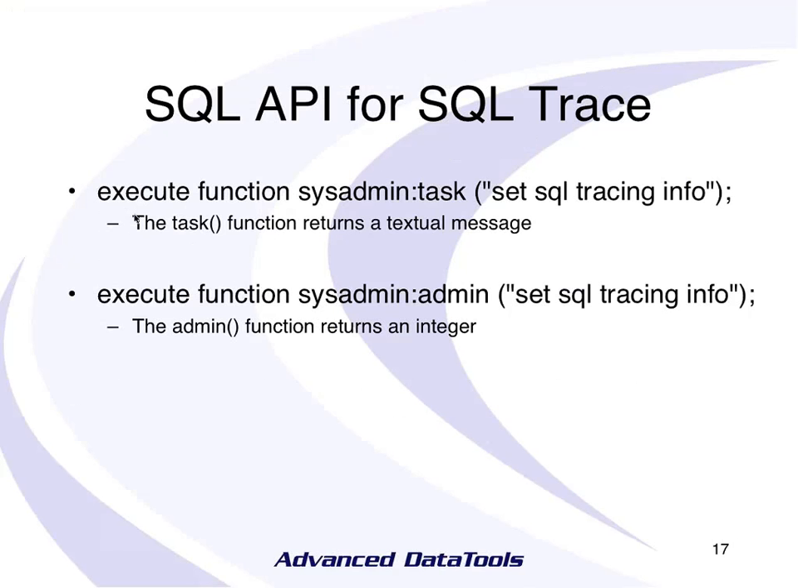The SQL API that you can use, and this is, I think, the preferred way to turn SQL tracing on and off, is to use the task or the admin function in the sysadmin database. The task function will do something and then give you a text message. The admin function will do something and only give you a number. And that tells you what the results were.